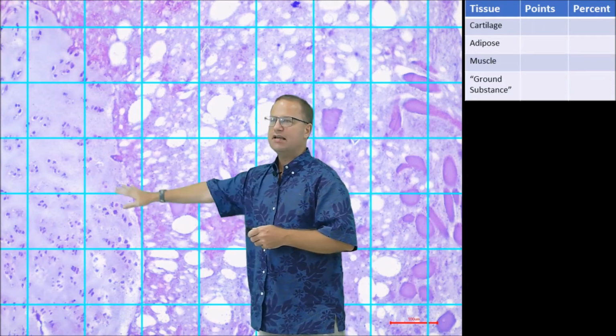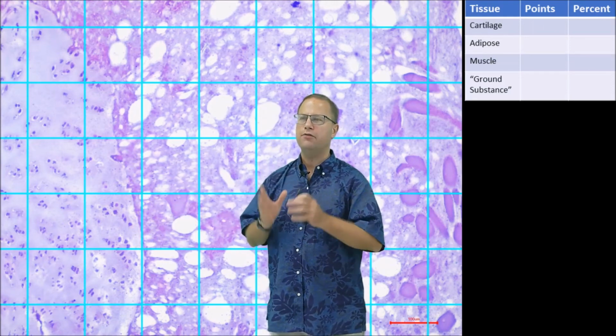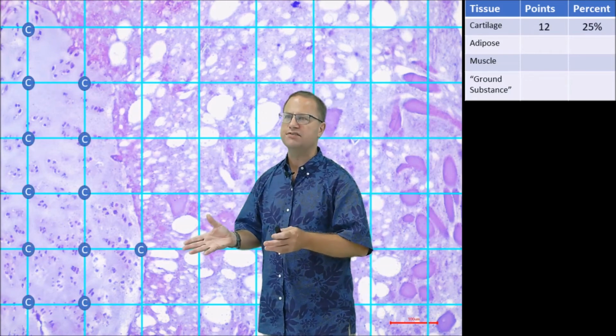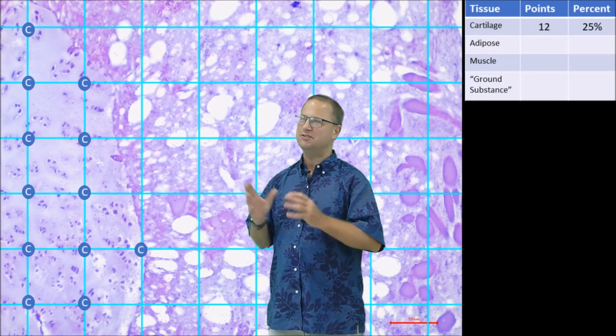So on the left-hand side, I can see that most of this in here, again, is hyaline cartilage. So I'm just going to go ahead and label all those points with a C. So far, 12 out of 48 points are cartilage. So far, this hot dog section is about 25% cartilage, which is kind of scary.